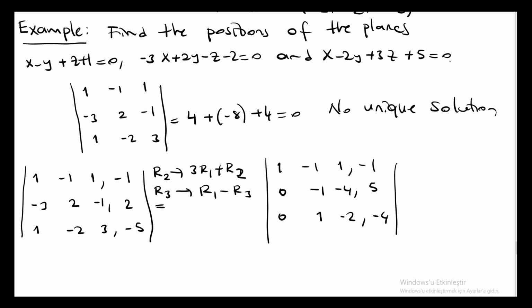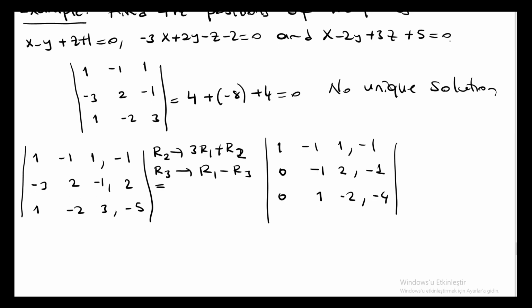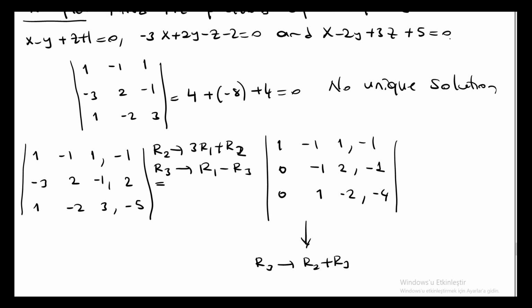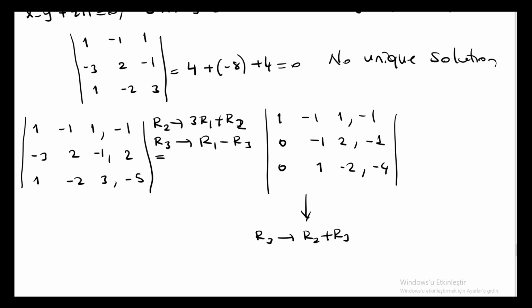So this will be 2, right? This one. Because you have 3 plus, so it will be 2. Negative 3 plus 2, this one is also negative 3 plus 2, negative 1. So now, instead of row 3, I will write row 2 plus row 3. Then you have this one: 1, negative 1, 1, negative 1, 0, negative 1, 2, negative 1. So here 0, 0, 0, negative 5.